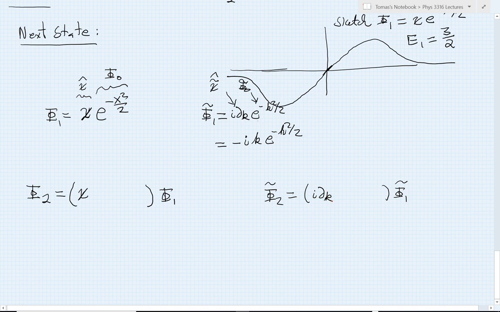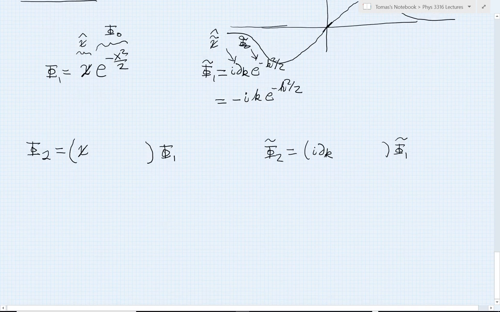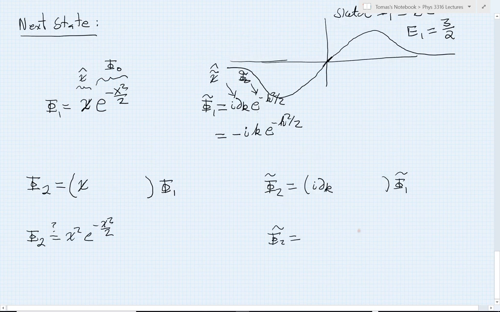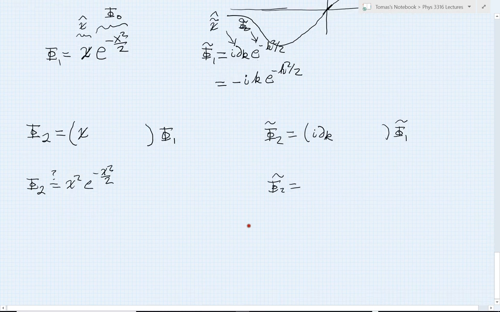Now here you can see we're going to run into a little trouble, right? I can actually compute this. I know that phi 2 then is going to be, if I'm going with my above guess, x times phi 1. That's going to give me x squared times my Gaussian, e to the minus x squared over 2. Whereas over here, my phi 2 tilde is going to be, I'm going to have to take I times the first derivative of phi 1.